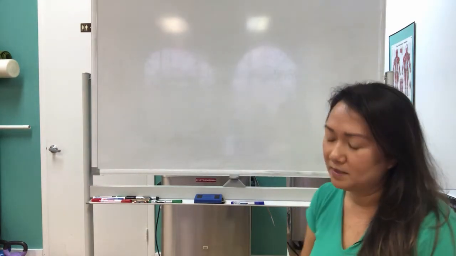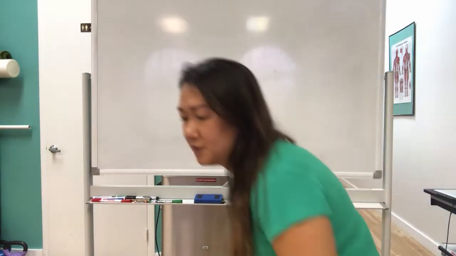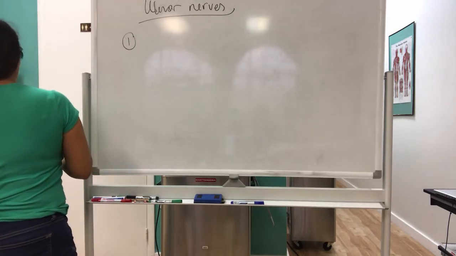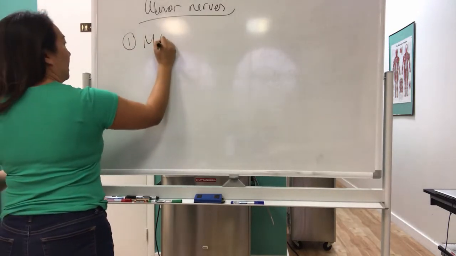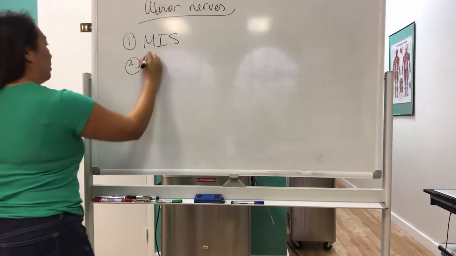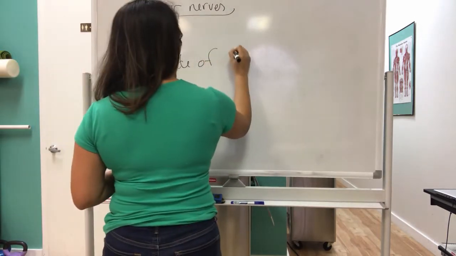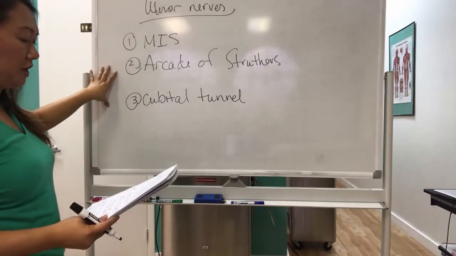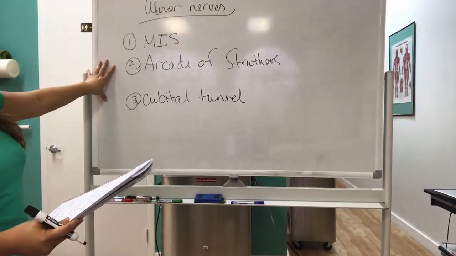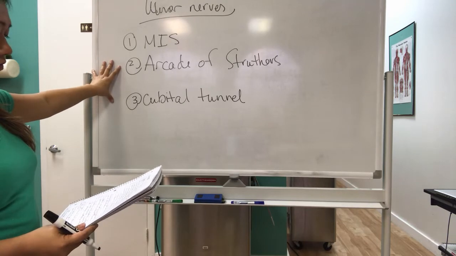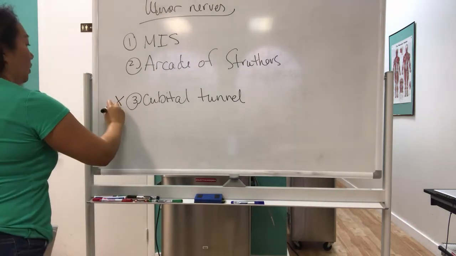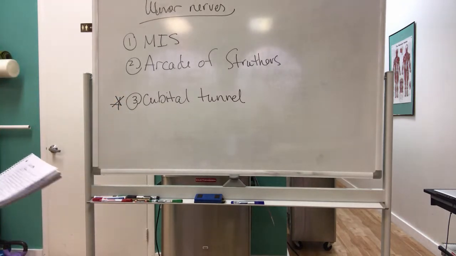So we're going to talk about sites of compression for ulnar nerves. So there's 5 sites for the ulnar nerve: the MIS, the arcade of Struthers, the cubital tunnel. So there's 3 areas of compression when it comes to the ulnar nerve, right? And I think the most common one obviously is the cubital tunnel.